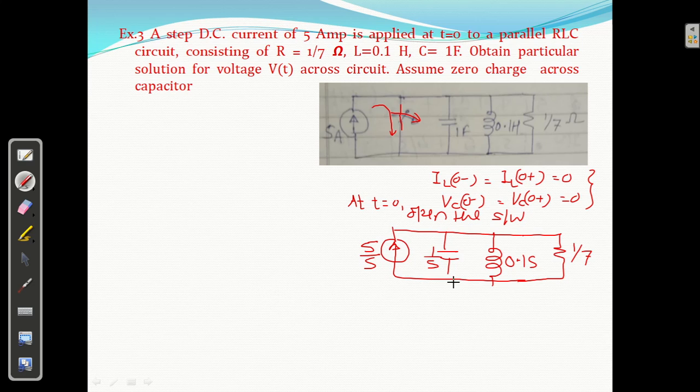Clear? So the transform diagram I am going to draw because initial conditions are 0. Then you can draw the transform diagram, right? So you can assign the voltage V here. How many nodes are there? Only one node and this is connected to ground. You can apply the KCL. Apply the KCL. So just wait, I am applying the KCL.